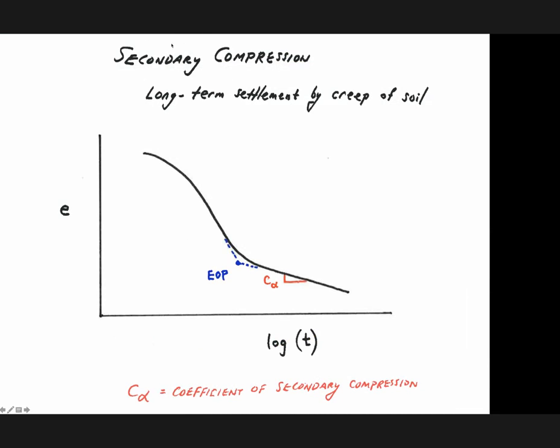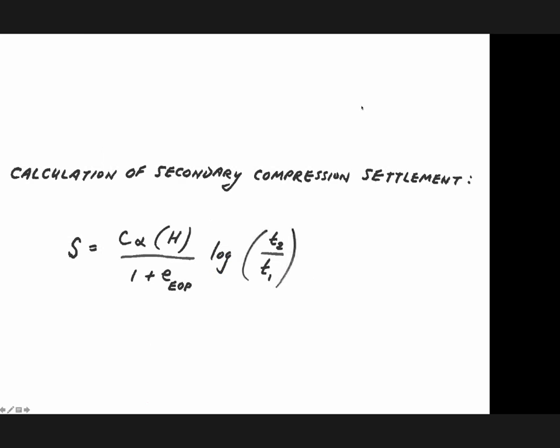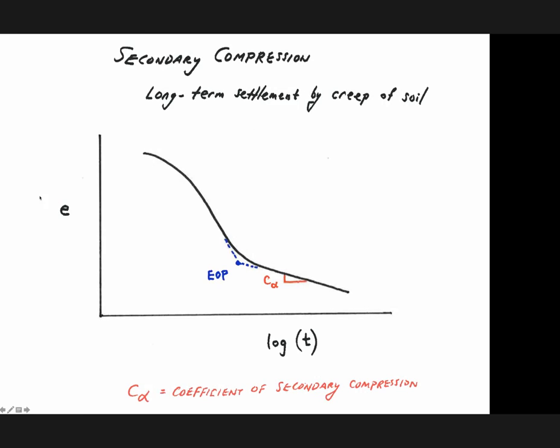So secondary compression is the long-term settlement. It's creep of soil. That's the mechanical entity that's occurring, the mechanism that's occurring in the soil is creep. And it looks like this on a graphic. You can plot void ratio versus log of time. So this is very similar to the graph you saw with the T50 method, which was that exactly. And C sub alpha is simply the slope of this line down here after the knee of the curve, which is called end of primary.